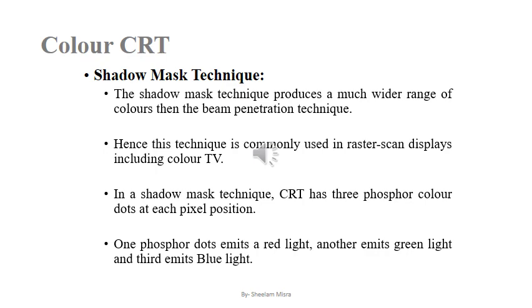The next technique is the shadow mask technique. This technique produces a much wider range of colors than beam penetration. This technique is mostly used in raster scan displays, including color TV. In this technique, the CRT has three phosphor colors. One phosphor dot emits red light, another emits green, and the third emits blue light.